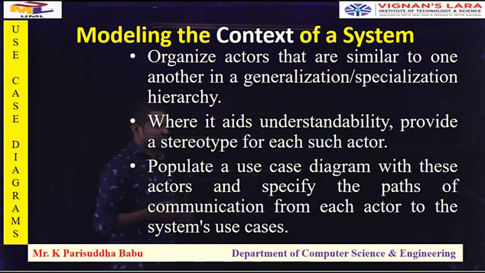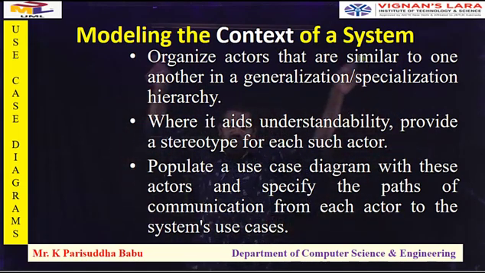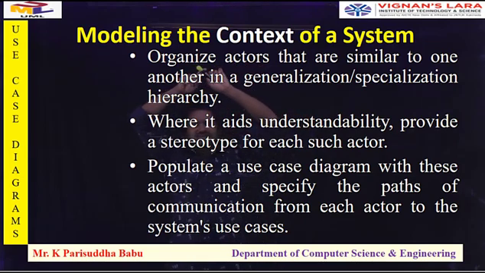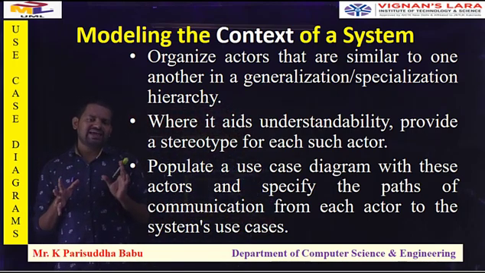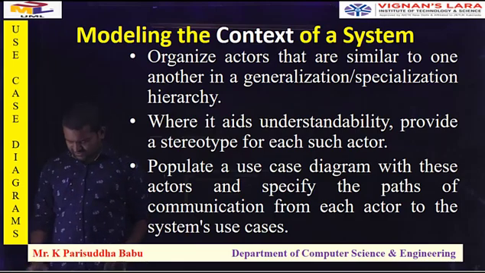So when you are modeling the context of a particular system, first of all you have to draw the boundary of the system. In that boundary, you have to find who are the actors available there. What are their uses? What is their help? What are their system operations? What are their functional aspects? You find all the actors in the context of a system.